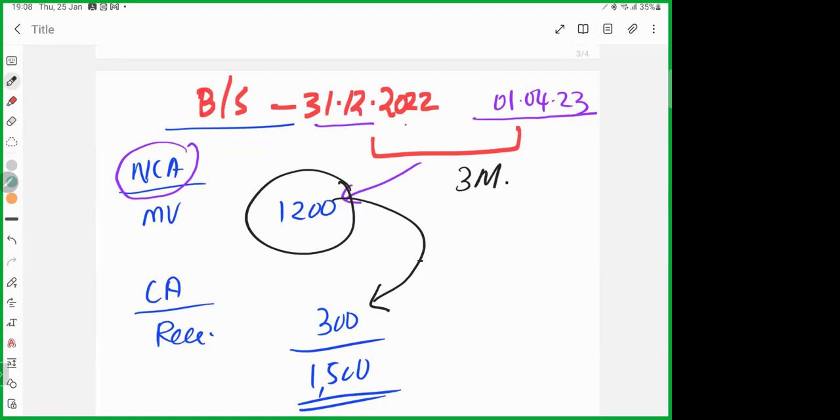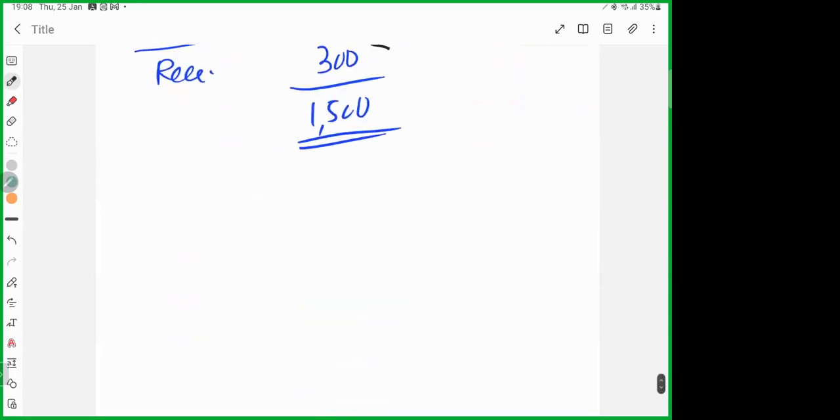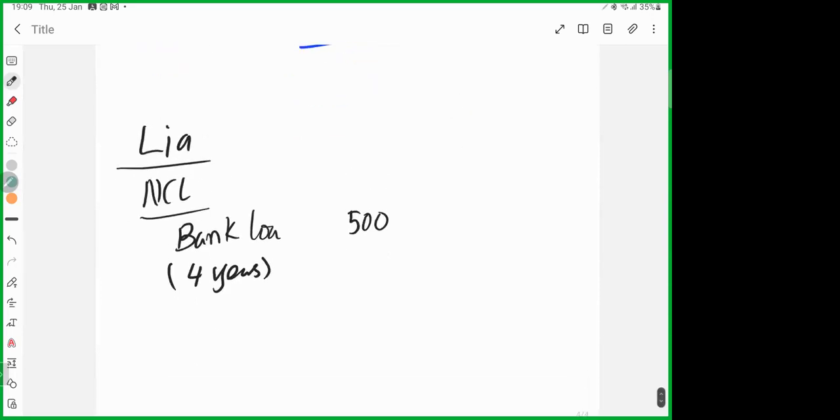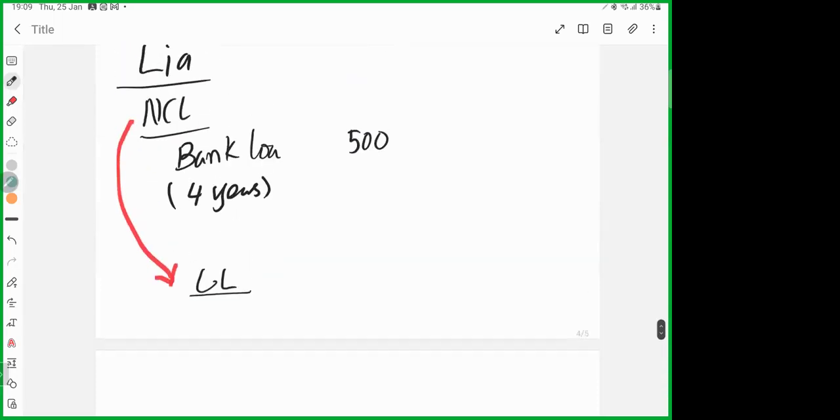Okay. Now what about the other side of it? Liability side. You have non-current liability, a bank loan. This is the same example, the same situation. Now, if the bank gets to know that you're going to shut down the business in 3 months, would they be sleeping? You already have a loan with the bank and the agreement is they give you 4 years' time. They will reclassify. So this long term will be converted to short term. Very good. This needs to be reclassified to current liability.